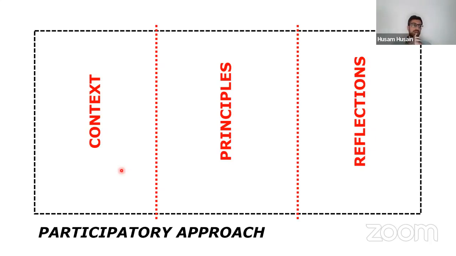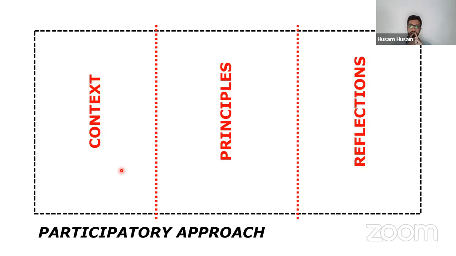We need to understand the context in which the housing is being designed. For example, Cairo, Beirut, Amman, or Berlin, or Munich, or some city in the USA or any other city in the world. We have to understand the characteristics of the space, and then we need to question the principles of housing which need to be adapted in this space.